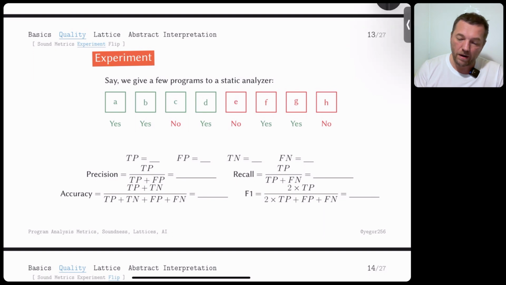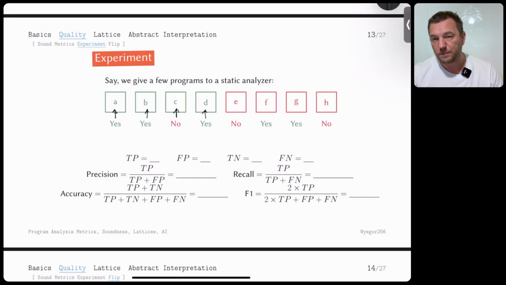Okay, and then under these rectangles, we see the actual answers of the analyzer. In this case, for A the analyzer says yes, I found the bug. Here it says yes, I found the bug. Here it says no, I don't see any bugs. And then here it says yes, I found a bug, and so on and so forth. So you see the answers and you see the expectations.